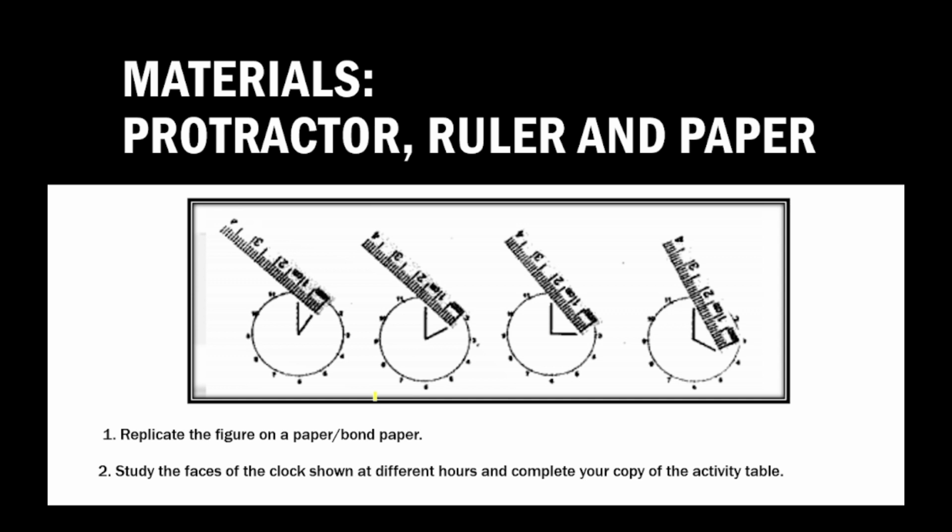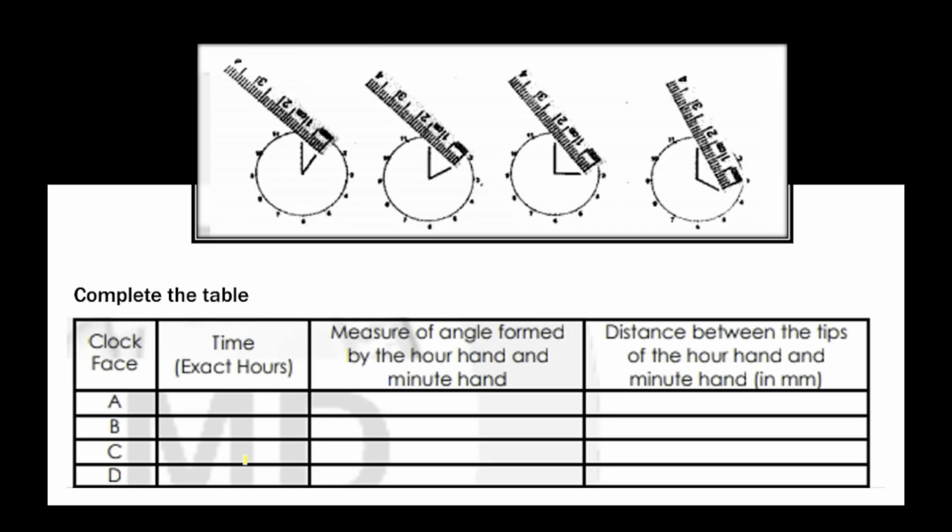Okay, so for your performance task, ito naman ay nasa learner's packet, no? So, pwede nyong gawin. So, materials needed, protractor, ruler, and paper. So, ito ay gagawin nyo at isasubmit sa teacher. So, replicate, ito gawin nyo lang to. I-drawing nyo to sa bond paper or sa papel. Yung una, parang ito ay 1 o'clock, and ito 1 o'clock, 2 o'clock, 3 o'clock, and 4 o'clock. Yan, orasan yan, no? Then, after that, you're going to complete the table.